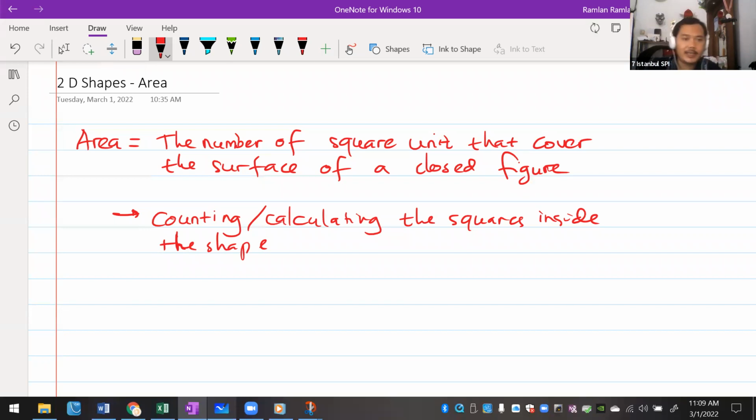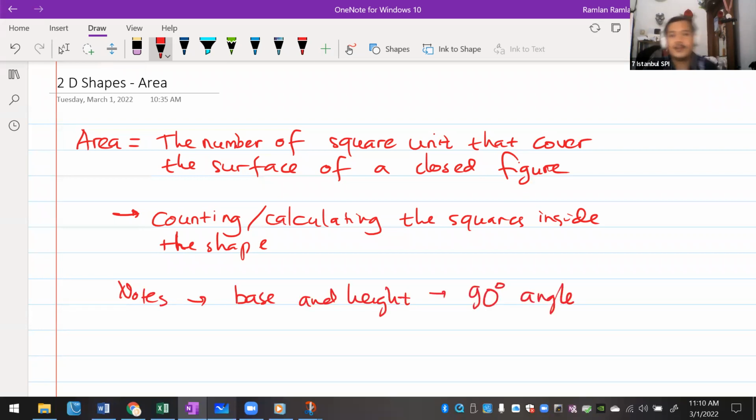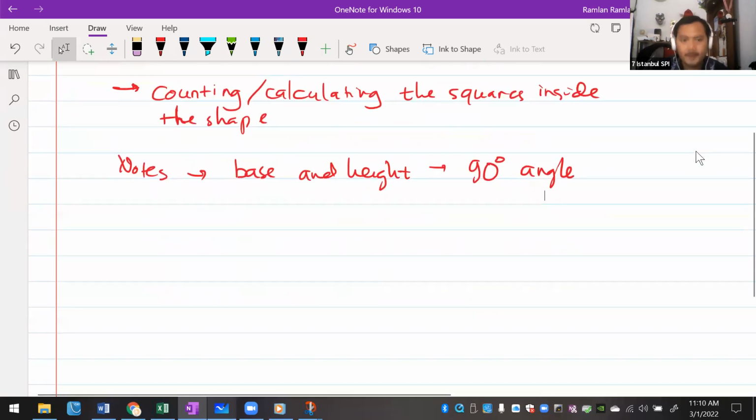And satu lagi ya guys, tadi ada notes ya. So the base and height will always make a 90-degree angle. If you understand the connection between base and height, it will be quite easy when you calculate the area of any kind of shape.